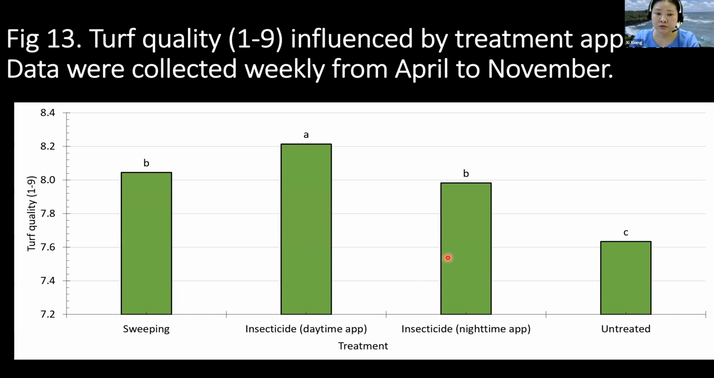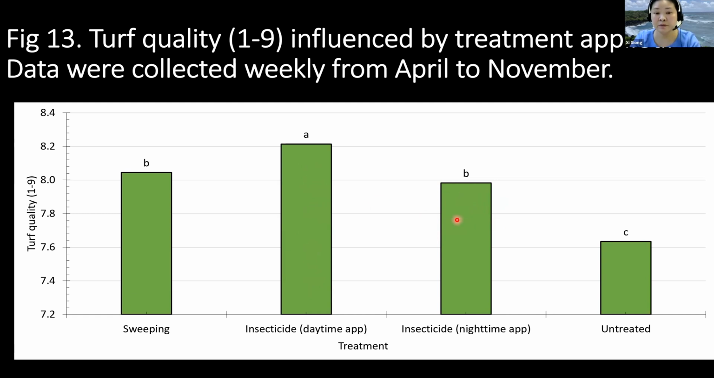And how would that translate to the turf appearance or performance? So this is turf quality, visually assessed. 9 would be perfect, 1 would be all dead. As you would have expected, the untreated control had the lowest turf quality, and sweeping generated pretty good turf quality, much better than the control. And what is interesting here is that the daytime insecticide application resulted in better turf quality compared to nighttime. Despite that, both treatments resulted in the same effectiveness in terms of Billbug control.